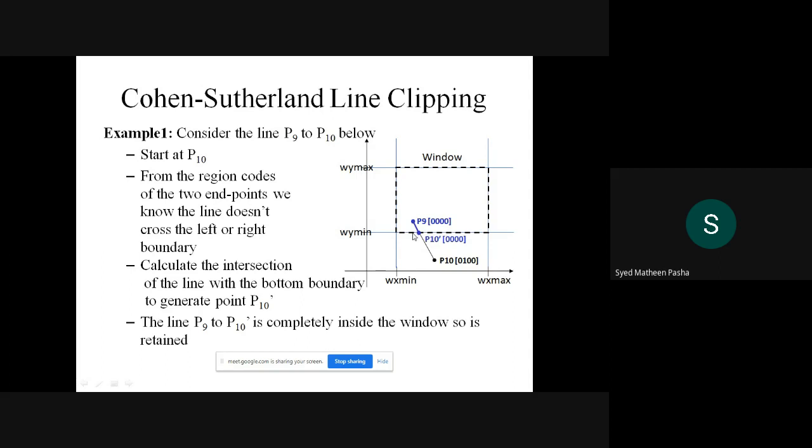Once you got this P10 dash, which is an intersection point, the line P9 to P10 dash is completely inside the window, so it is retained. The rest of the line which is outside the window is actually eliminated, because what does this algorithm do? It basically eliminates the line which is not necessary. So this is one example of how the line clipping algorithm works.